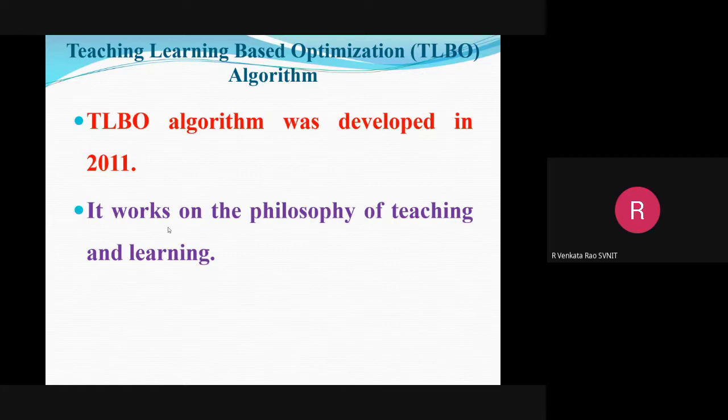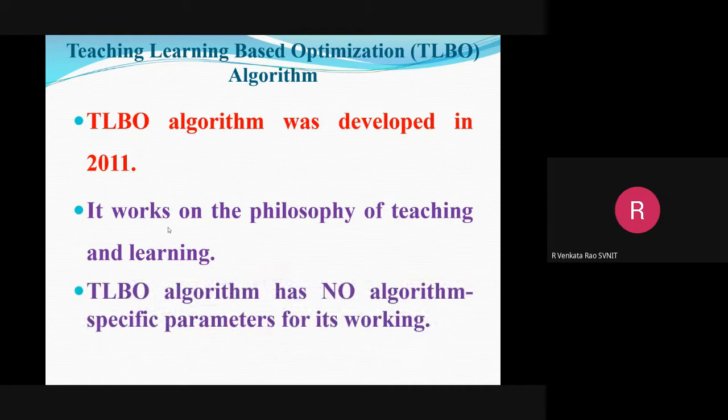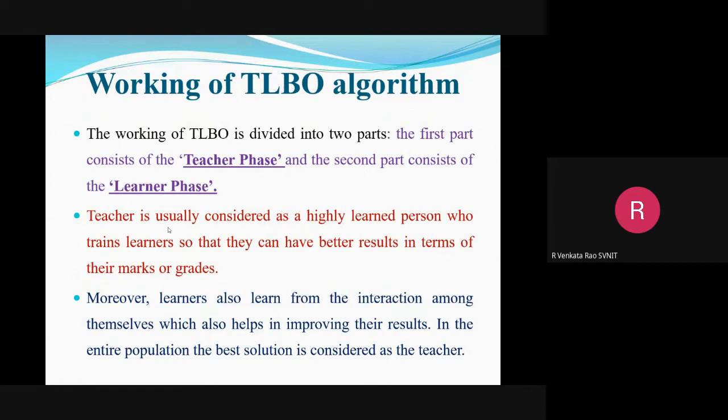It works on the philosophy of teaching and learning. TLBO algorithm has no algorithm-specific parameters for its working. Working of TLBO is divided into two parts. The first part is called the teacher phase and the second part is called the learner phase. Here the basic philosophy is we have considered two stages of how the learning takes place.